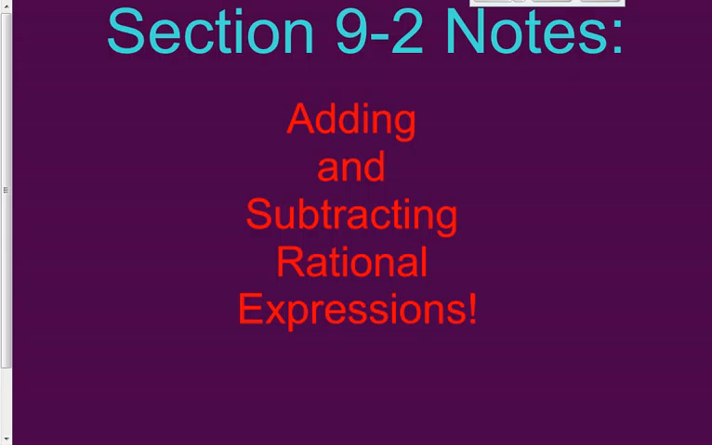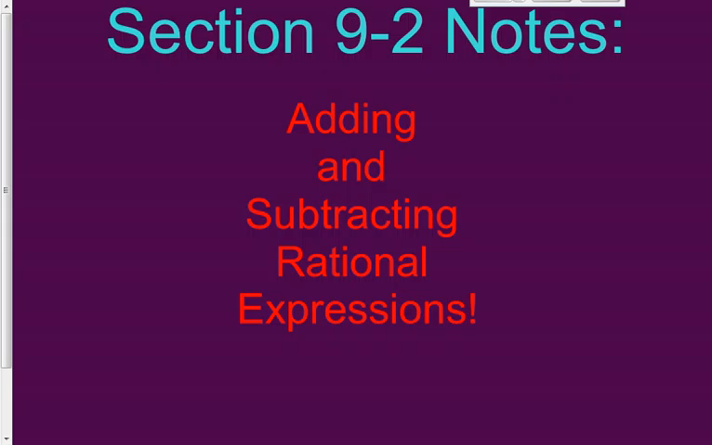Hello everyone, we're on our next day of notes, which is section 9.2. What we're going to be doing today is adding and subtracting rational expressions. Now let's continue our theme with a rational expression being another name for a complicated fraction. Let's simplify it for a little bit.